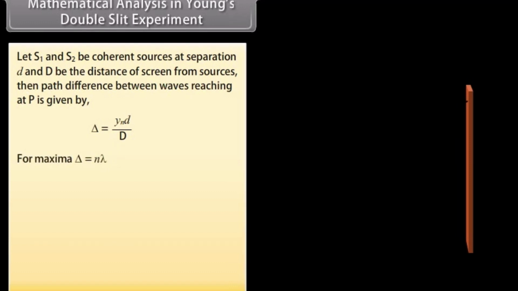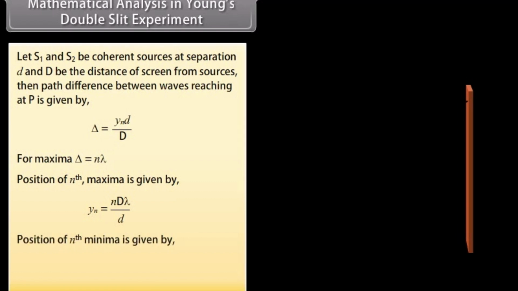Mathematical analysis in Young's double-slit experiment. Let S1 and S2 be coherent sources at separation d and capital D be the distance of the screen from the sources. Then the path difference between waves reaching at P is given by the product of yn and d divided by capital D. For maxima, delta is equal to n lambda, and the position of the nth maxima is given by n capital D lambda upon small d. The position of the nth minima is given by (2n minus 1) upon 2 into capital D lambda upon small d.